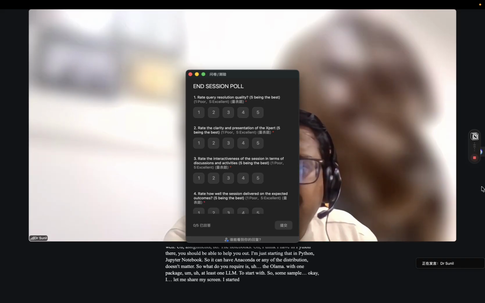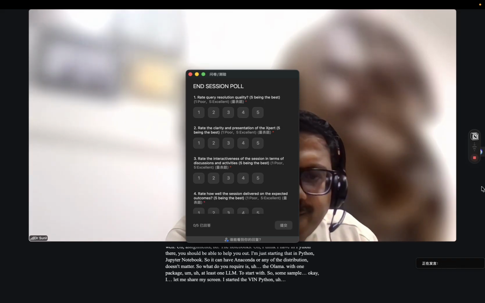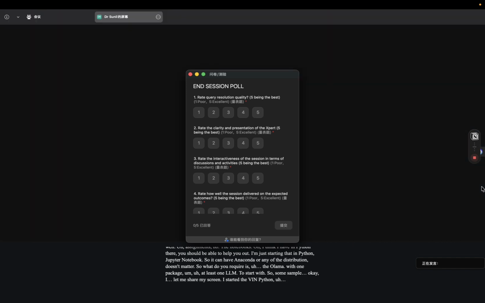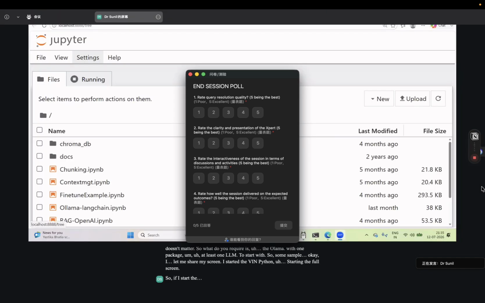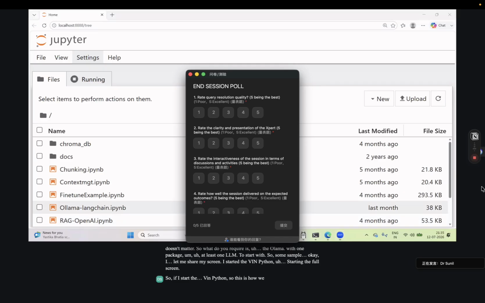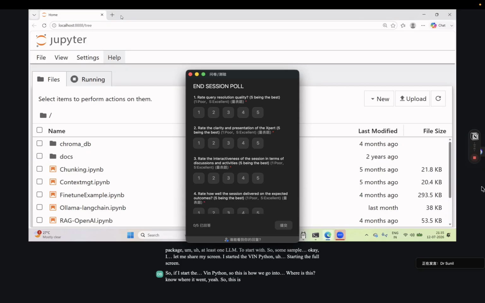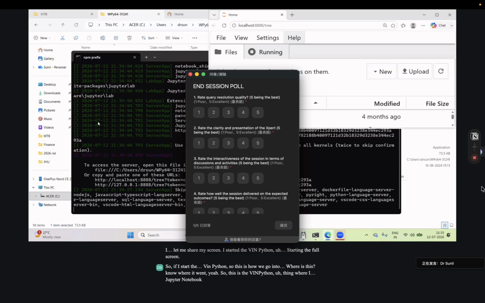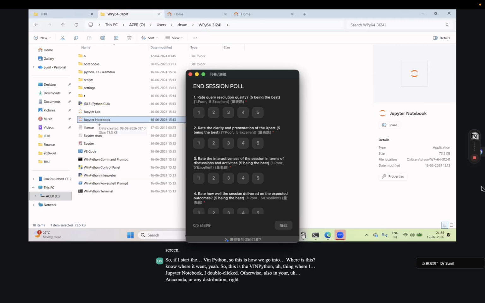I started WinPython. I'm starting the full screen. So if I start WinPython, this is how we go into the Jupyter Notebook, which I double clicked. Otherwise, you can also use your Anaconda or any distribution, or even Google Colab for the online versions. But this is a local one, right? So that's what we are trying to do.